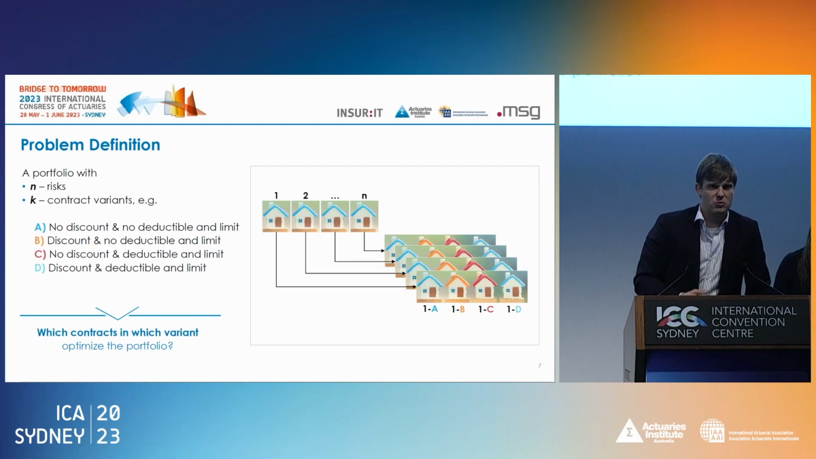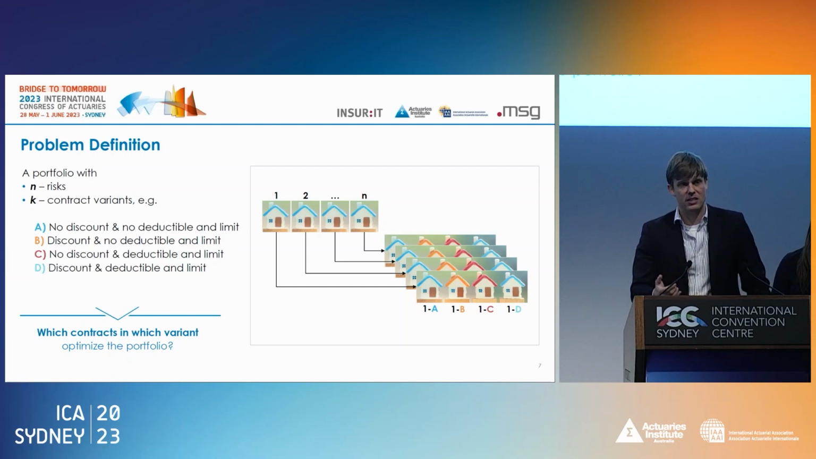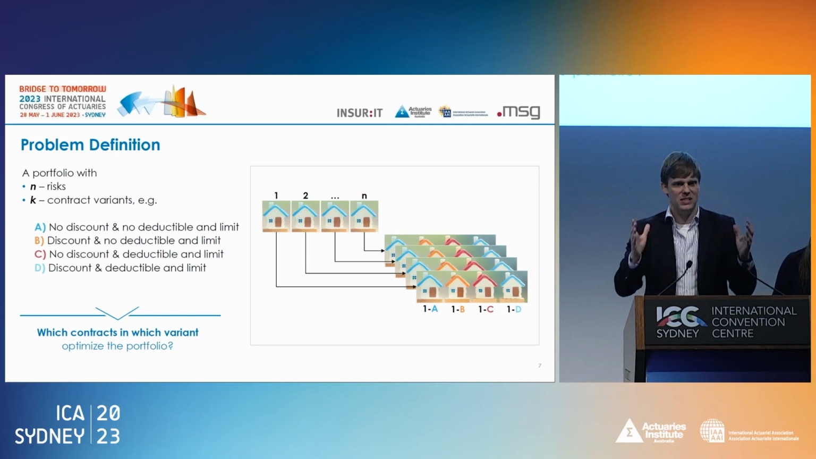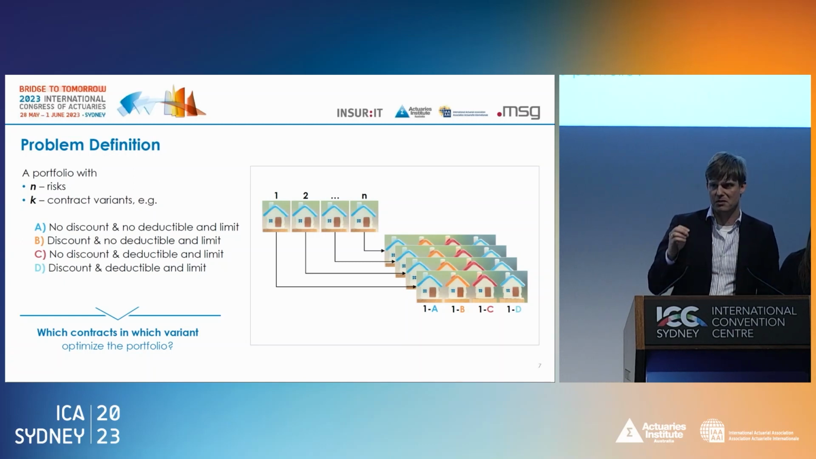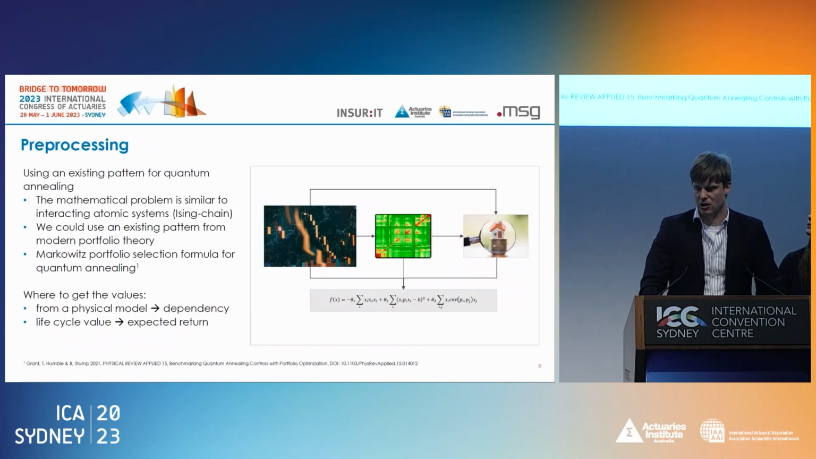For our first approach, we make it quite easy and build a power set over these different variants. So we have, for example, A: no discount, no deductible and limit; B: discount, deductible and limit; C: no deductible, no discount; no deductible and no discount; and D: discount and deductible and limit. So we just built a power set. Why do we do that? To normalize our set so that we can binary code it and put it into our model.